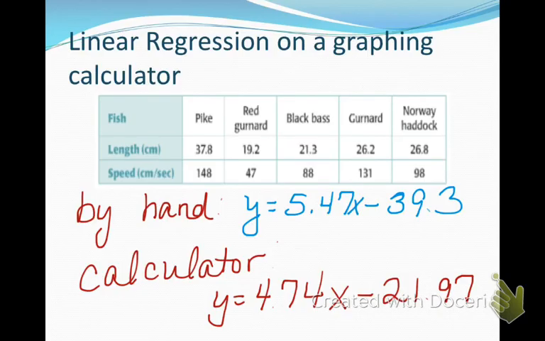So now on my screen you can see the two equations that we got, one when we did it by hand versus the one on the calculator, and the calculator is just doing a little bit of a better job. So it's a great technique to know, and it's something that we use much more often in higher mathematics.